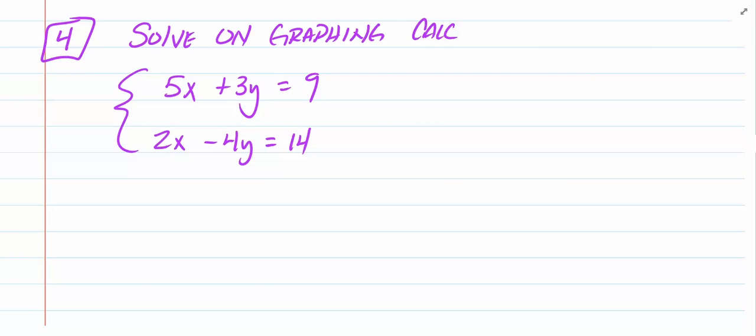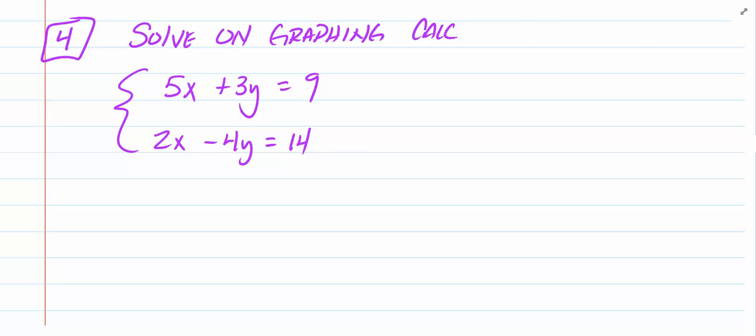All right, so we now know how to algebraically eliminate variables and solve systems of equations, okay? So the other thing that we can do is we can solve these on the graphing calculator, which is what I want to explore with you right now.